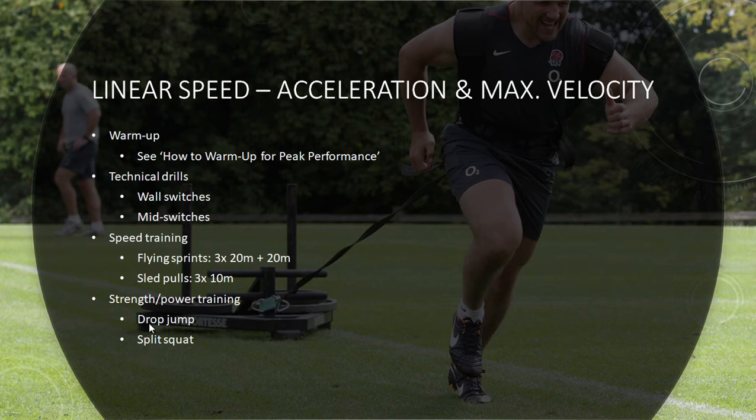Then when we move on to our strength and power training, some examples could be something like a drop jump to work on that sort of plyometrics, the fast ground contacts for the maximum velocity, and then something like a split squat to work on single leg strength for the acceleration.